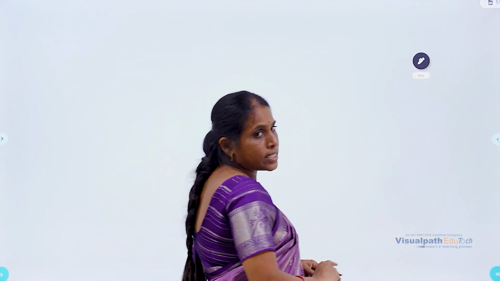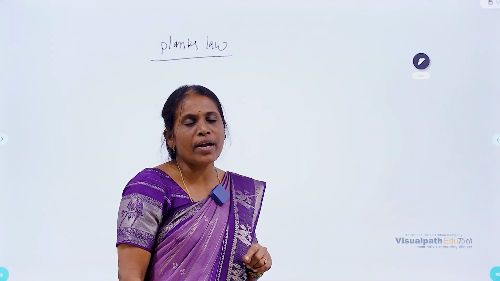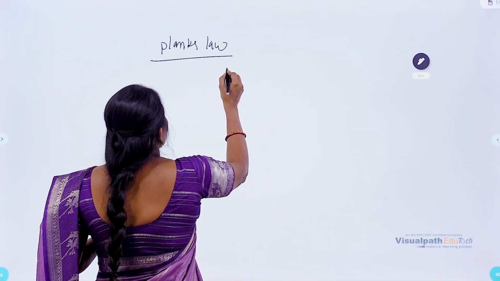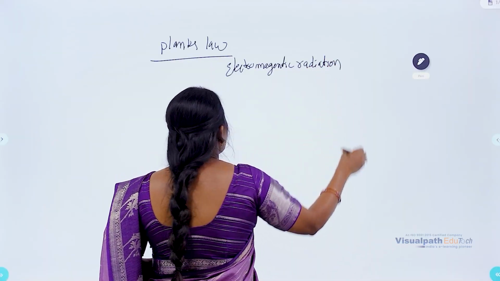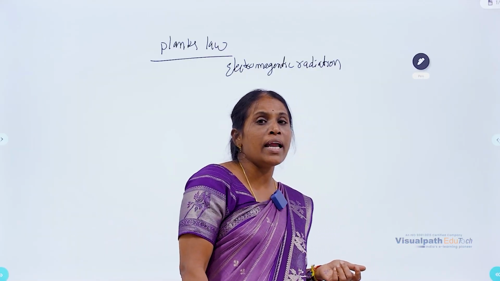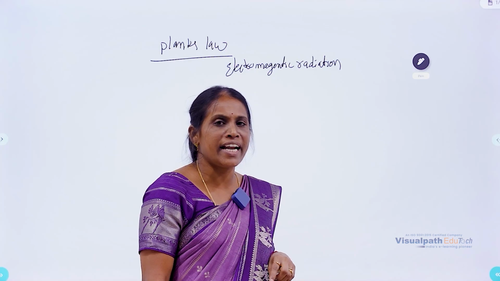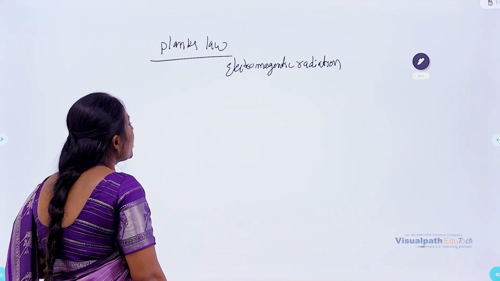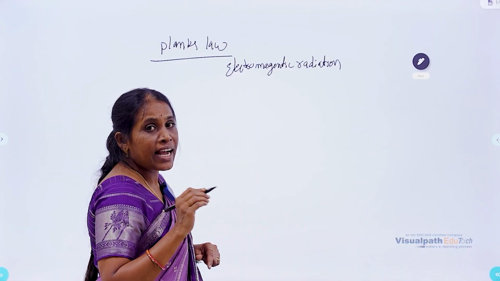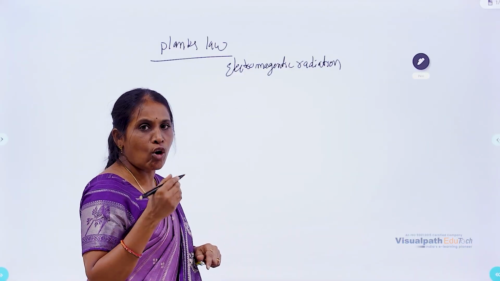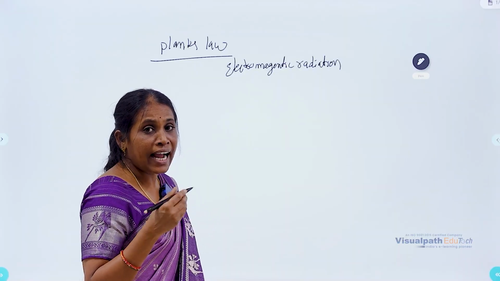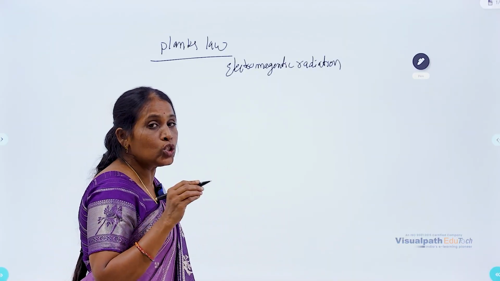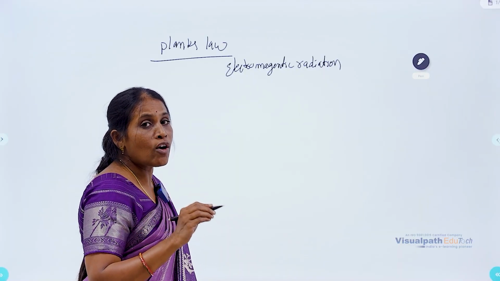Next one is Planck's law. This Planck's law is useful to explain the electromagnetic radiations by applying black body radiations with thermal equilibrium. It resolves the quantum, that is the energy quantization. Energy quantization means the photons. So here it is at high frequencies, and due to that reason it resolves the ultraviolet catastrophe.